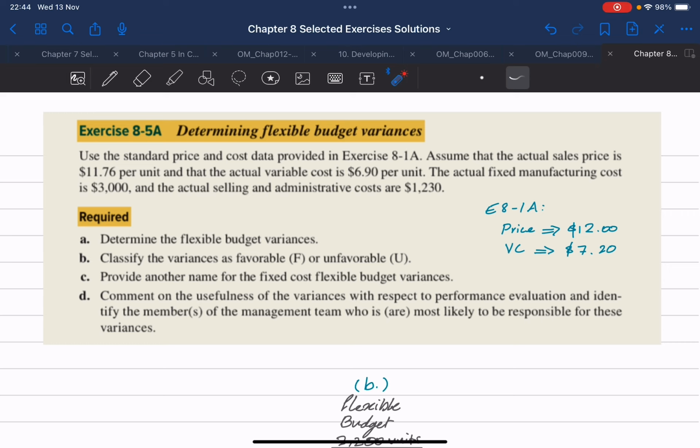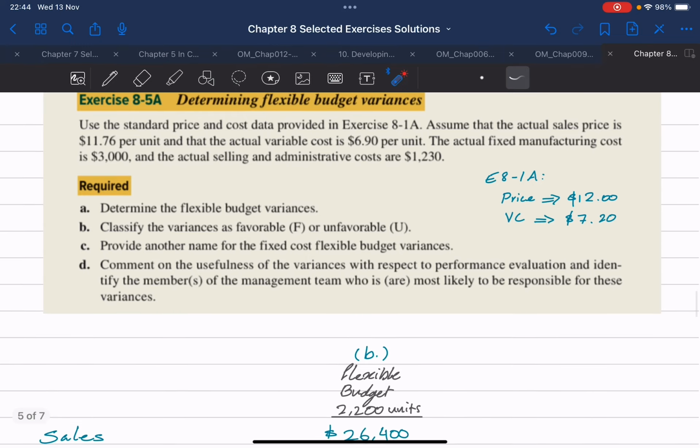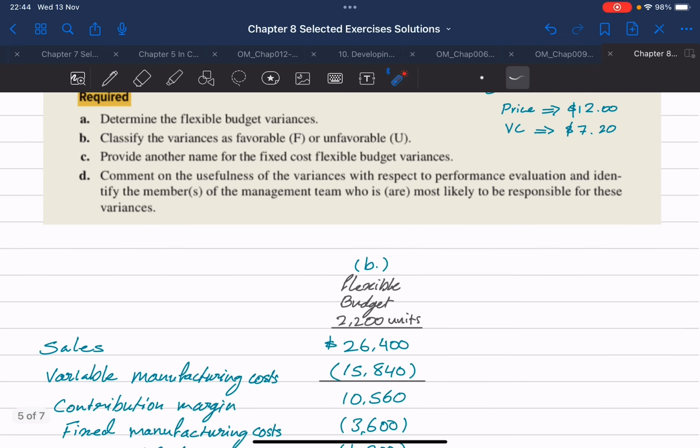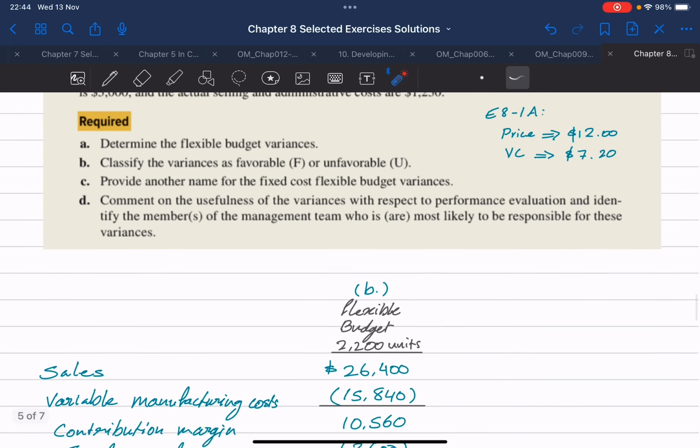So if you remember, we have solved a similar exercise at the beginning of the series, exercise 8-1A, where we had similar data, but the price was a little bit higher. The price per unit was $12 per unit, and the variable cost was also a little bit higher. It was $7.20. And I have taken part B of that exercise and put it down here already, which was the flexible budget for a level of production of 2,200 units.